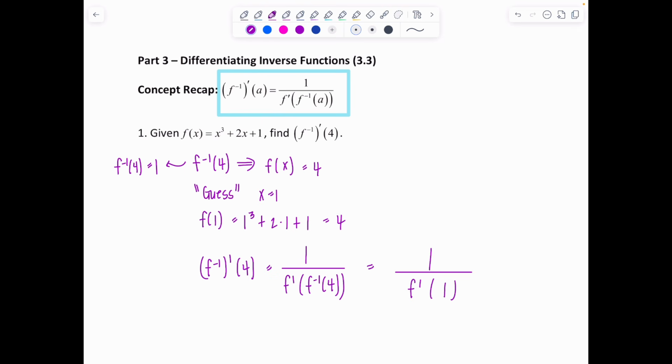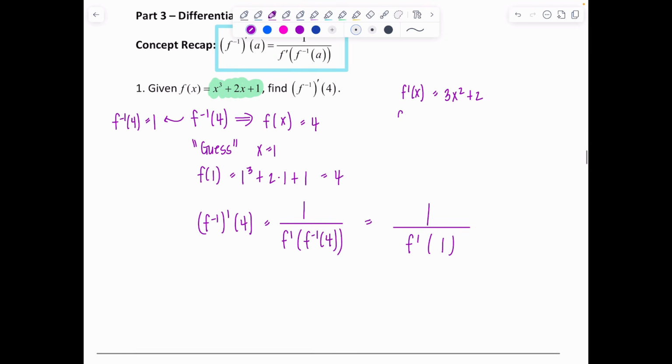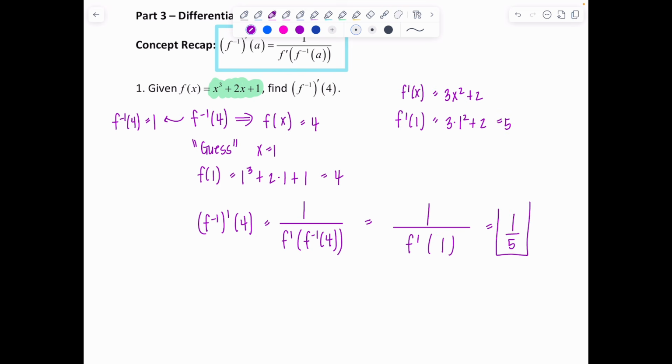Okay, so let's just take f prime of x, very easy, relaxing polynomial. Look at that. f prime of x is 3x squared plus 2. So then f prime of 1 is going to be, you betcha, 5. So this is going to be 1/5. Okay, not too terrible.